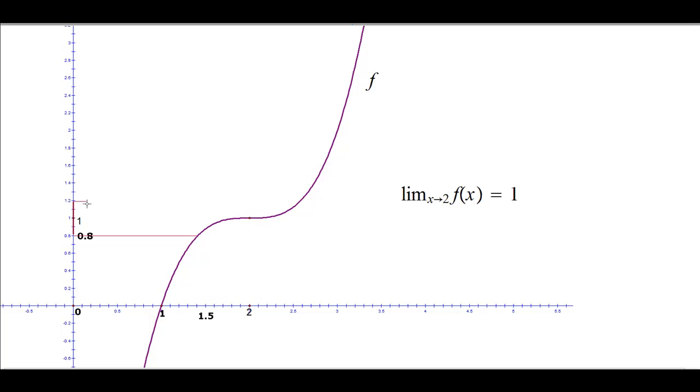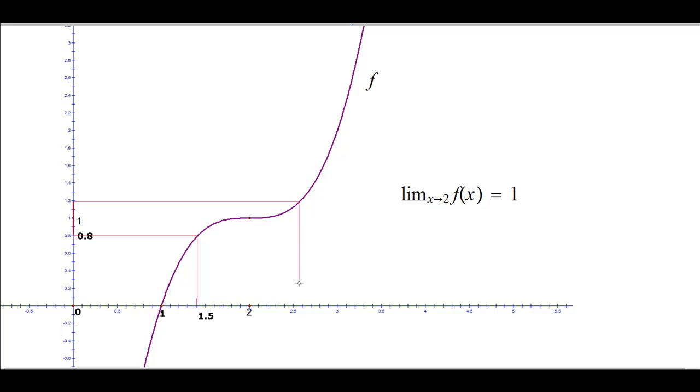Notice this stripe that you see here. These are the y values in the vicinity of 1. And if we want to say it more clearly, the distance of these points from the value 1 is no more than 0.2. Okay, so let's come down here graphically and go to the x values.